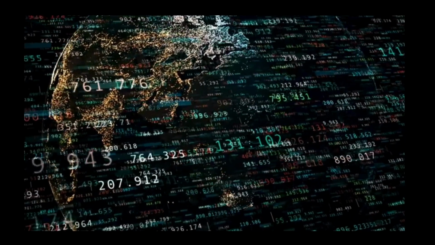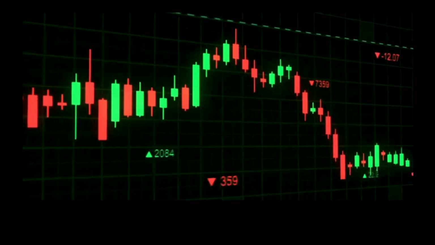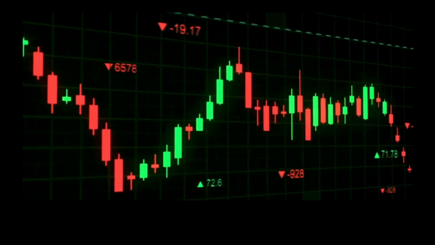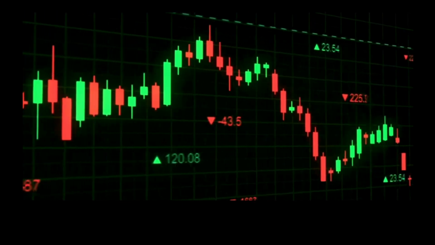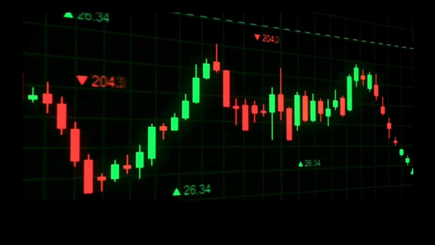Let's start with the candlestick. This is the most basic as well as most important thing to know. When you see a candlestick chart, you will find a green or red rectangular box with a tail in either direction.